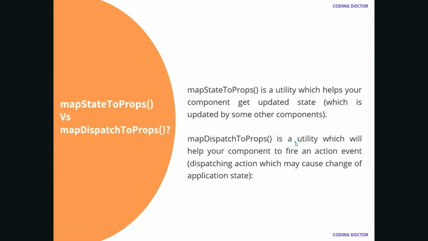Next, map state to props versus map dispatch to props. Both are the utilities. Map state to props helps your component get updated state, whereas map dispatch to props will help your component to fire an action event.